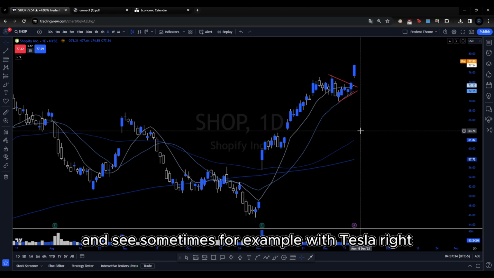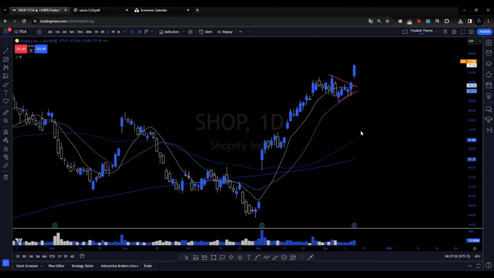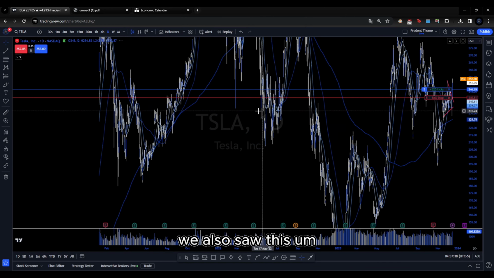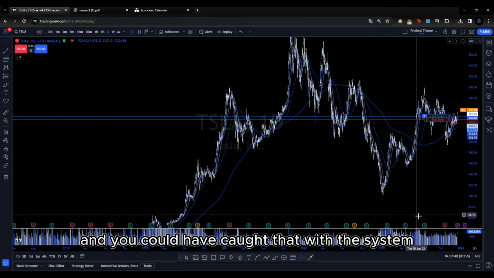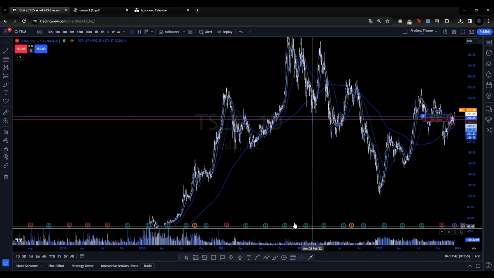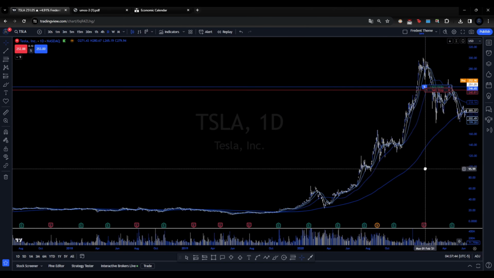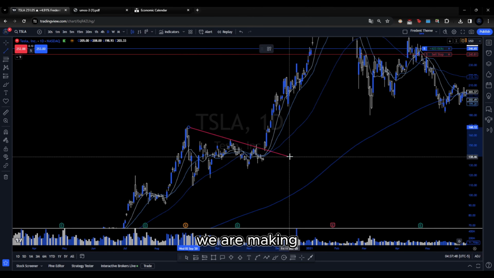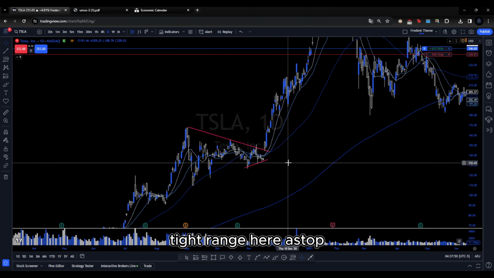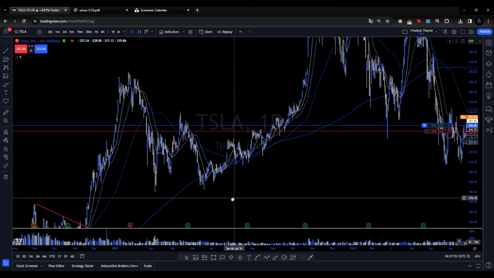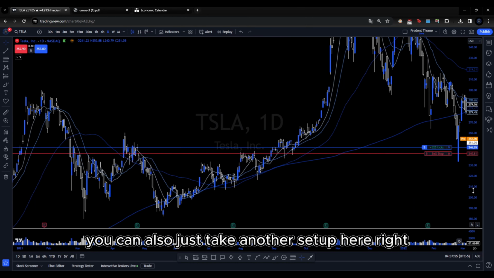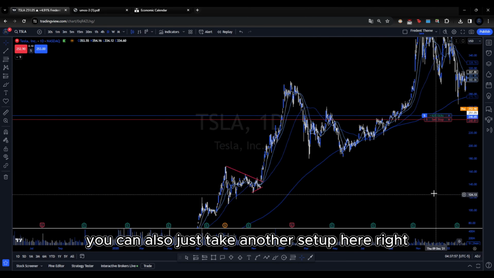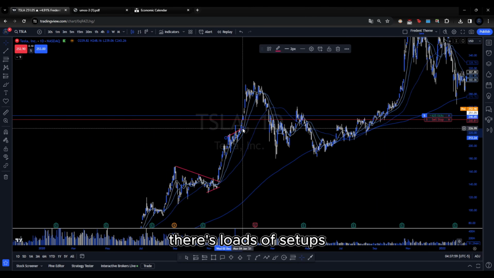For example, with Tesla, right? When Tesla was starting out, we also saw this huge movement up, and you could have caught that with this system. I'll show you how. Just go back in time. You can see right here we are making a tight range here. You can also just take another setup here, right? So there's loads of setups.